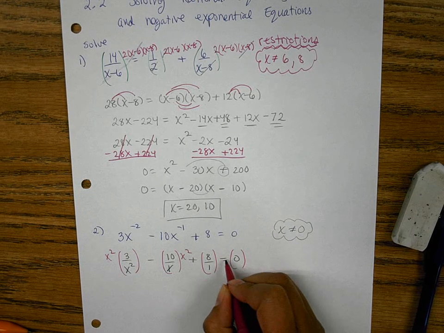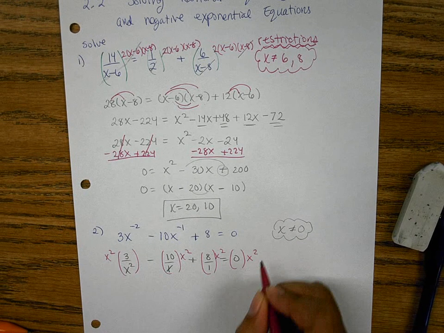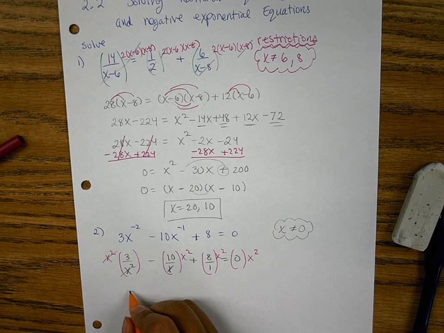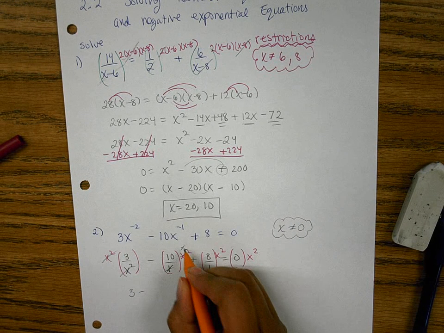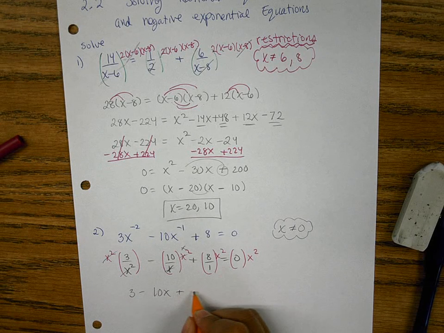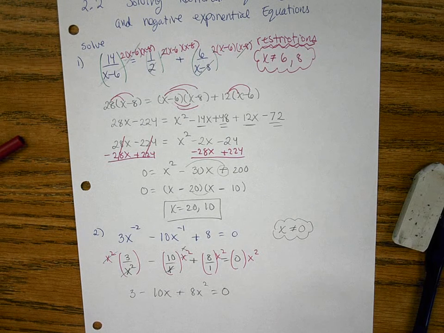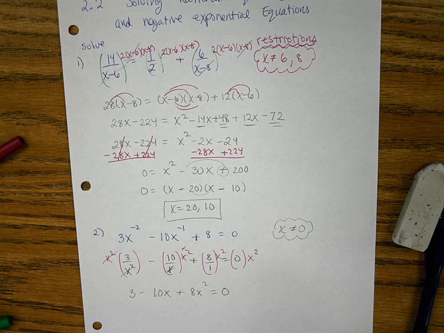Multiply everything by the common denominator, which is x squared. Reduce: 3 minus 10x plus 8x squared equals 0.